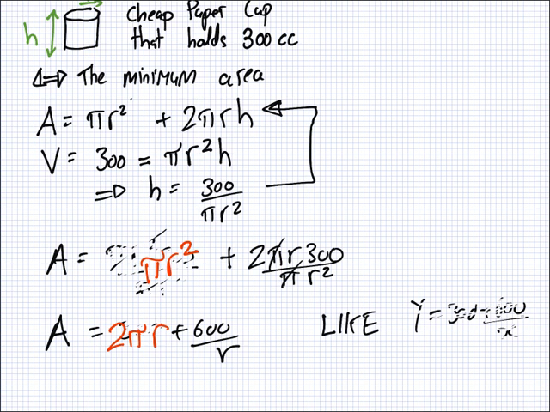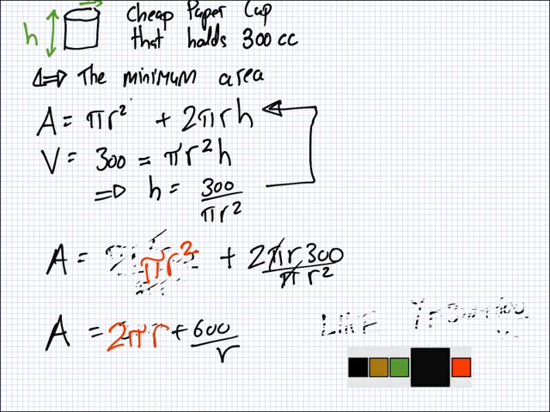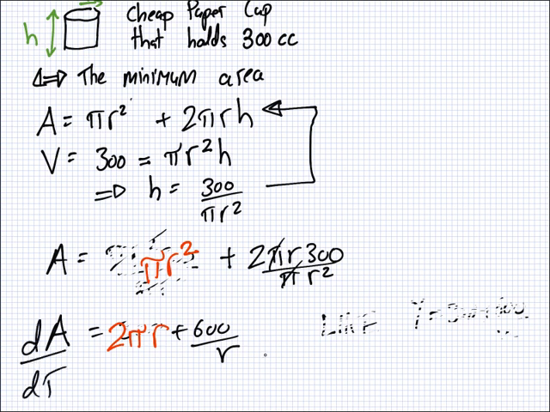Just make some space. Okay, so what do I do next now that I have the derivative? Sorry, dA/dr, thank you. What do I do now that I have the derivative? Negative 1,200.